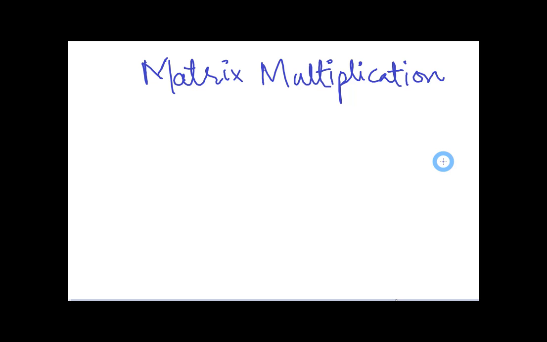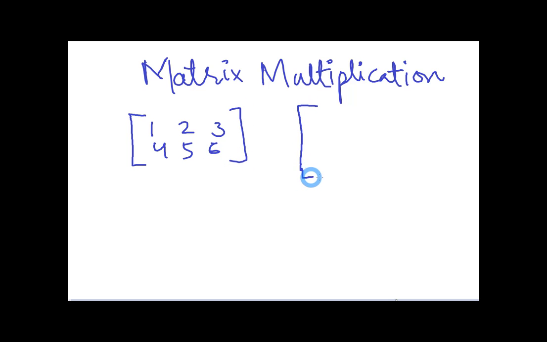Now, if you remember matrix multiplication from high school, you must remember there was a rule. For example, let's say we have a matrix that has two rows: 1, 2, 3 and 4, 5, 6. So two rows and three columns. And we have another matrix that has three rows but two columns. So let's say 1, 9, 8, 7, 6, 5.